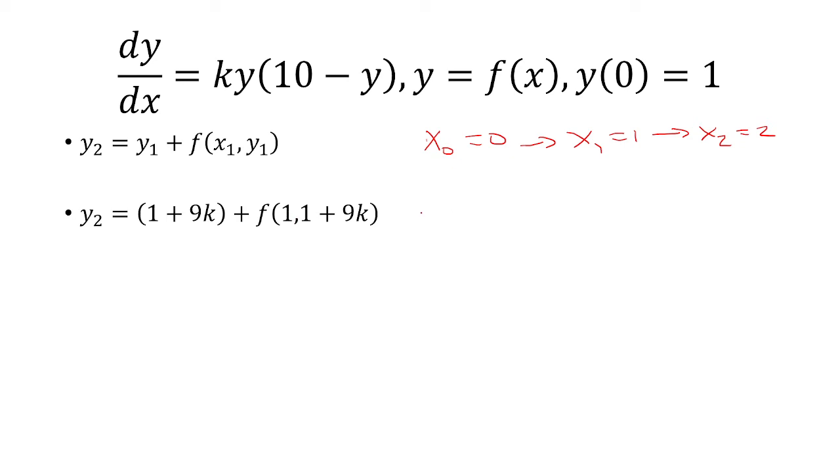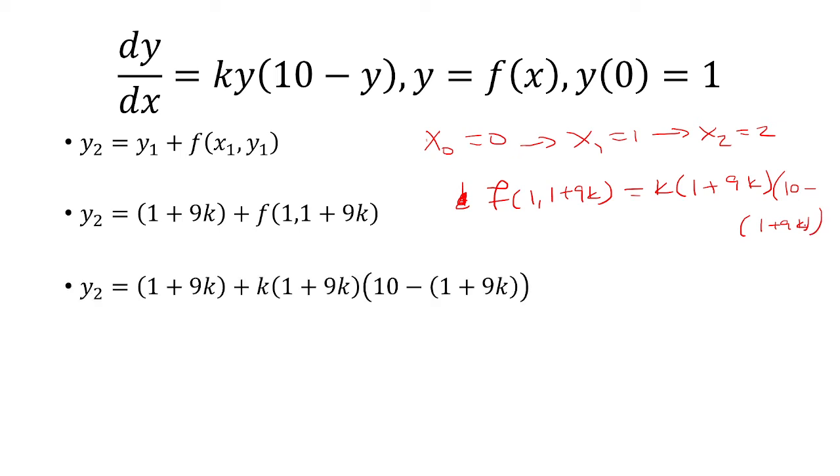Then f(1, 1 + 9k), we have to plug in y = 1 + 9k into this equation. And then simplifying, we get -81k^3 + 81k^2 + 10k + 1. And so this is the solution at x = 2 in terms of k.